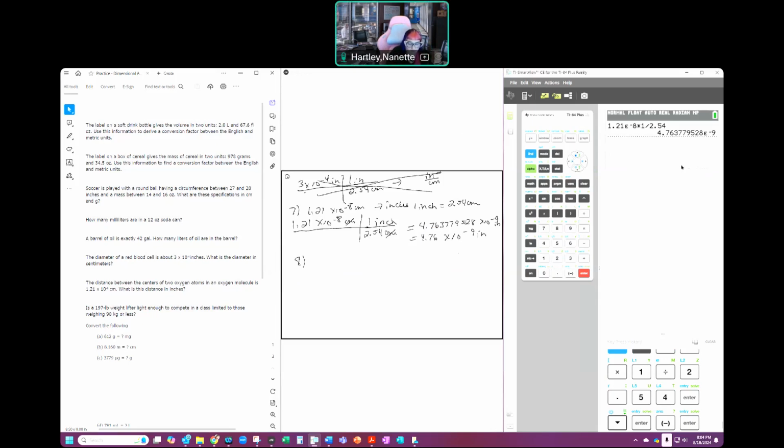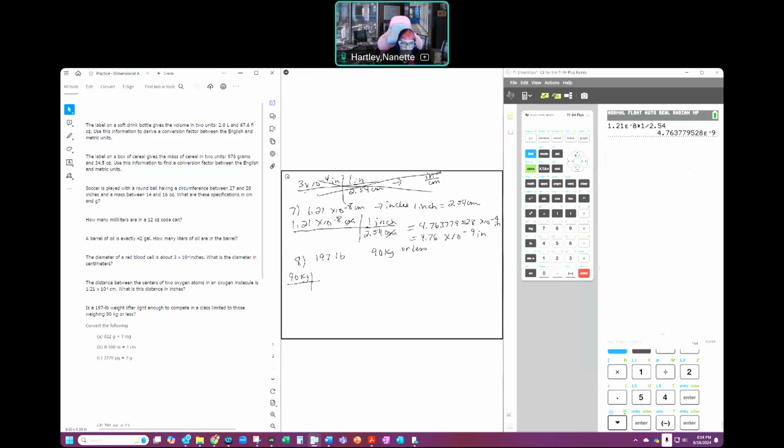Is a 197-pound weightlifter light enough to compete in a class limited to those weighing 90 kilograms or less? So I need to know what that upper weight is, right? To see if he's above or below that. So I'm going to take that 90 kilograms and convert that from kilograms to pounds. I need some conversion factor that will do that for me.